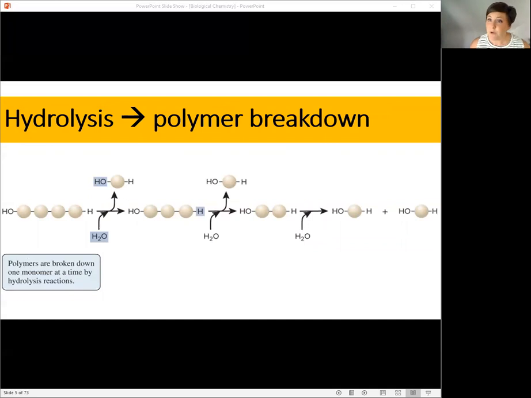So we remove a water molecule to create a bond between monomers, and therefore, logically, we add a water molecule to break a bond between monomers. For example, breaking polymers into monomers. A reaction that uses water to break a bond is called a hydrolysis reaction. The prefix hydro refers to water, and the suffix lysis means to break. Thus, these reactions utilize water to break bonds.